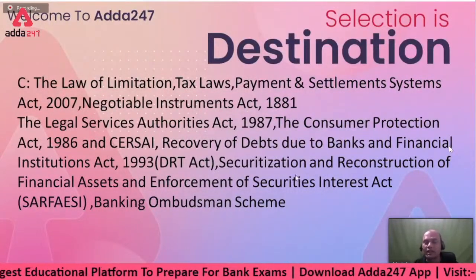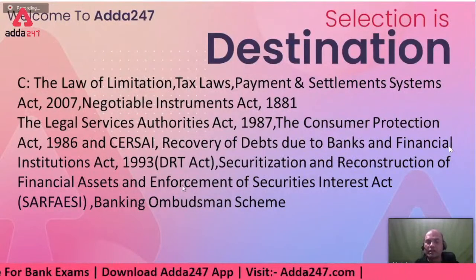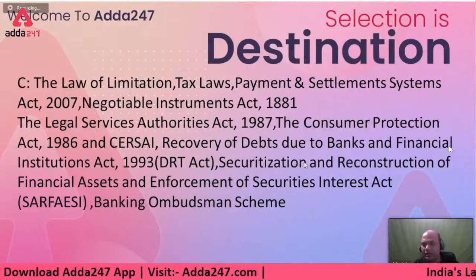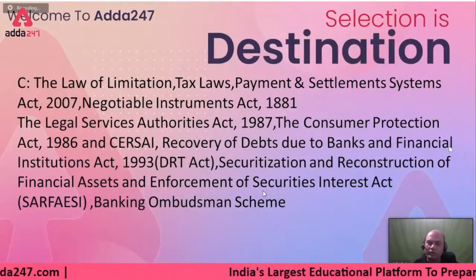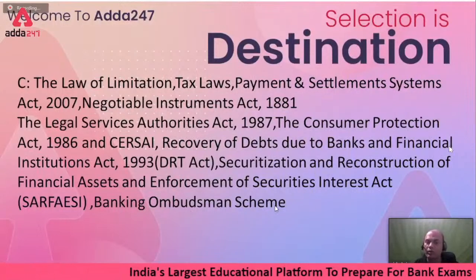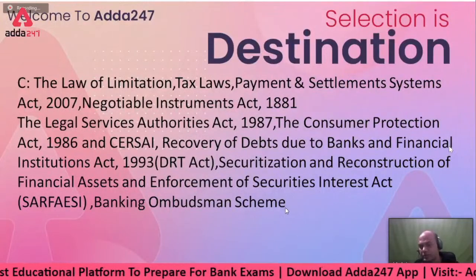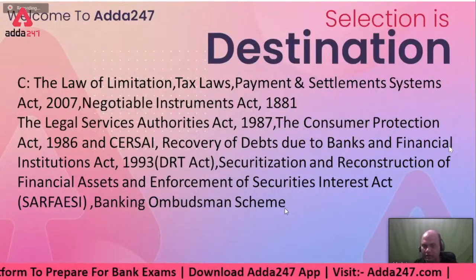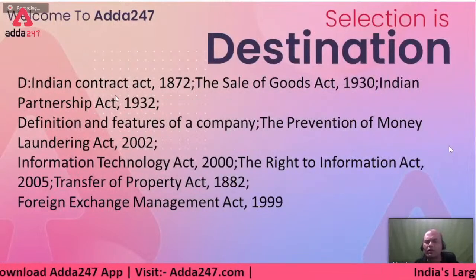This Companies Act has been changed now. It has been brought to 2013. Securitization and Reconstruction of Financial Assets. Here you'll see the willful defaulters and the genuine defaulters. Okay, Enforcement of Security Interest Act, Banking Ombudsman Act. Meaning up to what level can the Banking Ombudsman solve the cases, right? All that. Then D is all the acts now.